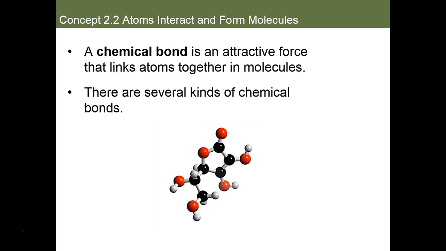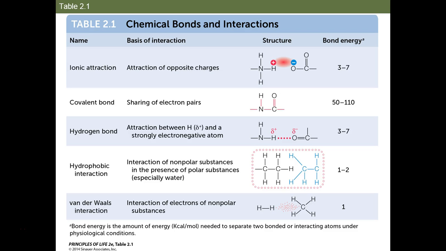Now that we've learned about electrons, we will talk about chemical bonds. A chemical bond is an attractive force that links atoms together to form molecules. There are different types of chemical bonds, but we will be focusing on 3 of them. This is table 2.1 from the book. It gives a brief overview of the chemical bonds. This is a good table to reference back to later for review as you study. We will focus on ionic bonds, covalent bonds, and hydrogen bonds.